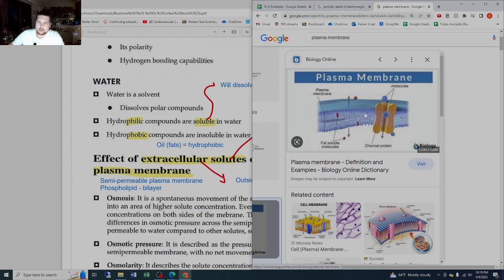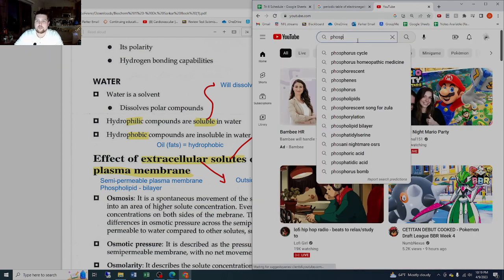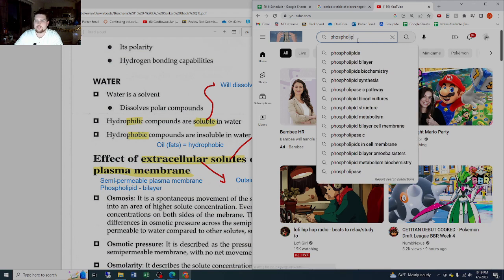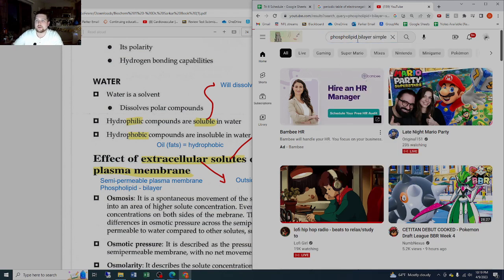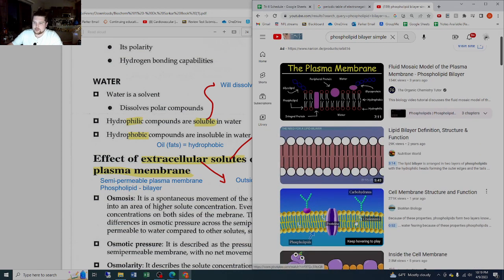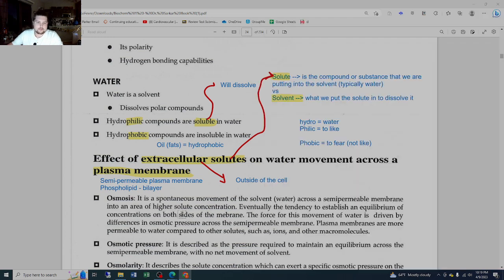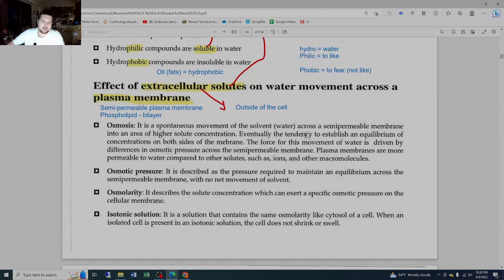We'll get more and more into that, but if this is something that you don't quite remember, jump to YouTube. Again, one of my favorite things to do, and literally just look up phospholipid bilayer simple. And look, a couple of 2-3 minute videos, cell membrane structure and function. Watch a little quick video on it, and I guarantee you that'll help you out. Like I said, the biggest thing is don't move on until you understand the material that you've gone over up to that point. Okay.